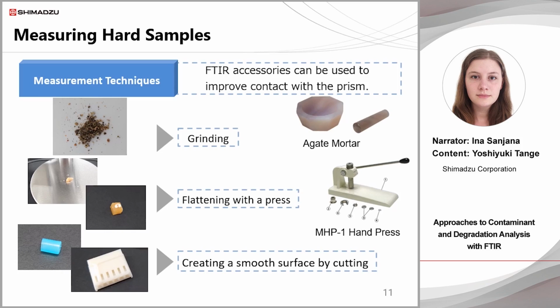If the substance is powdery, grinding it more finely will increase the contact area. In this case, grind with an agate mortar, etc., as used for making KBr pellets. When there is no flat surface to measure, flattening with a hand press can be effective. This is also a hand press used to make KBr pellets. Pressing a sample in this way makes it thinner, increasing the contact area. It may also be possible to obtain a smooth cross-section by cutting the sample. Smooth cross-section allows more contact with the prism.